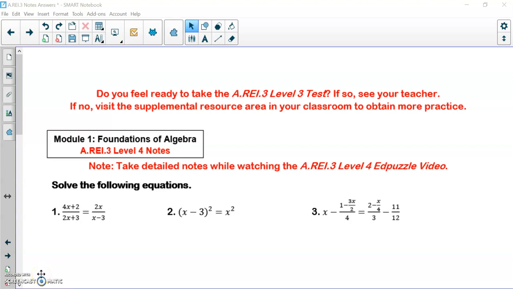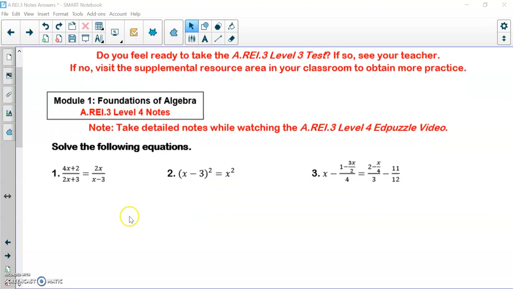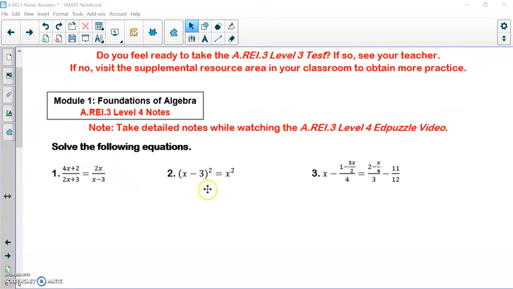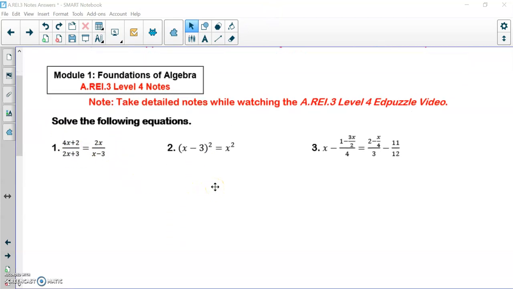All right, we have some awesome level 4 problems for you guys to complete. And number 1, we should automatically know that this is a proportion because we have a fraction set equal to a fraction. So we're going to use the cross products property.